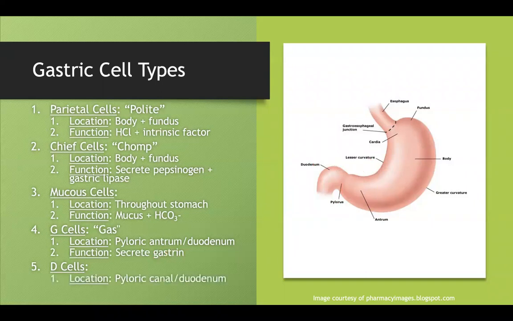The last cell I want to talk about are D cells. They're also located pretty distal in the pyloric canal and throughout the duodenum. And these cells secrete somatostatin. And I always remember somatostatin as somatostopin because it turns off everything, okay? And so my D cells are decreased cells because they produce this hormone that basically shuts every other hormone down.